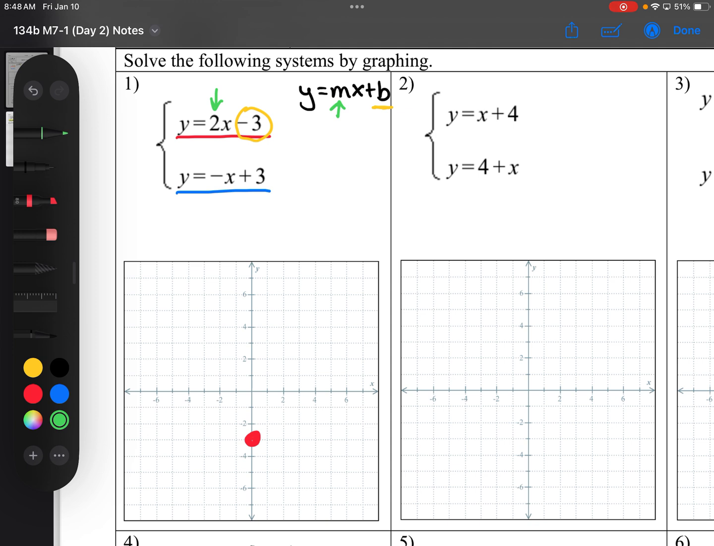So remember, slope tells you rise over run. So if it's not a fraction, you have to change it to a fraction. So 2 as a fraction is going to be 2 over 1. So then you have to go from the point you started at up 2 over to the right 1. And you keep doing that. Up 2 to the right 1.